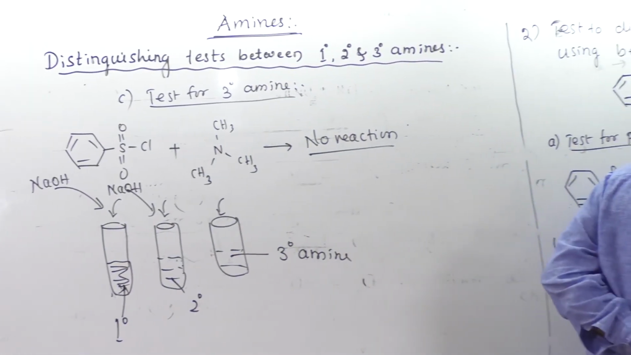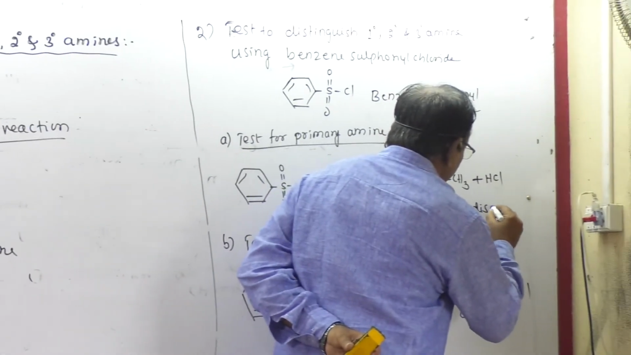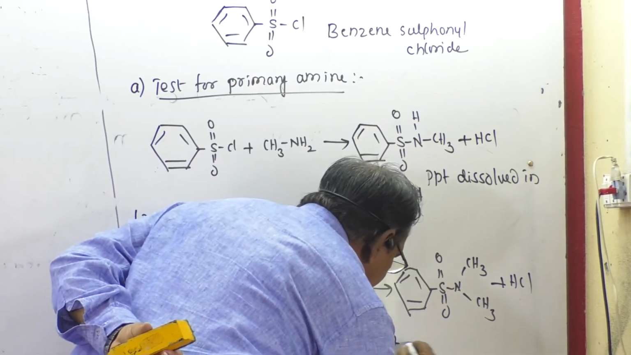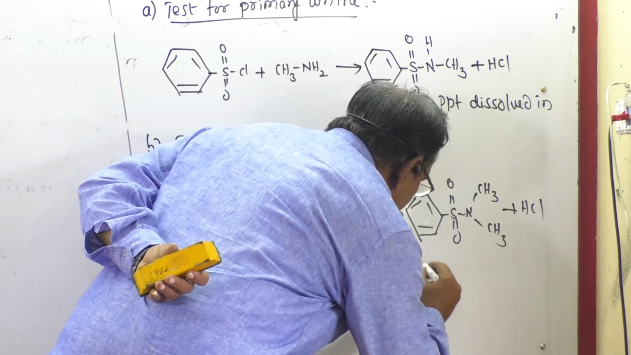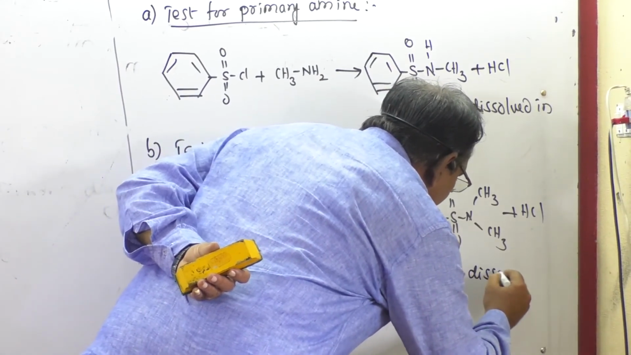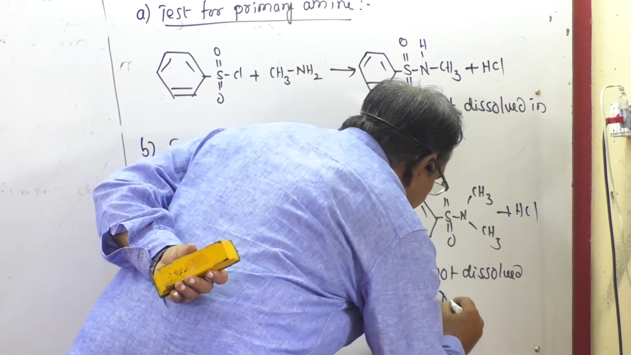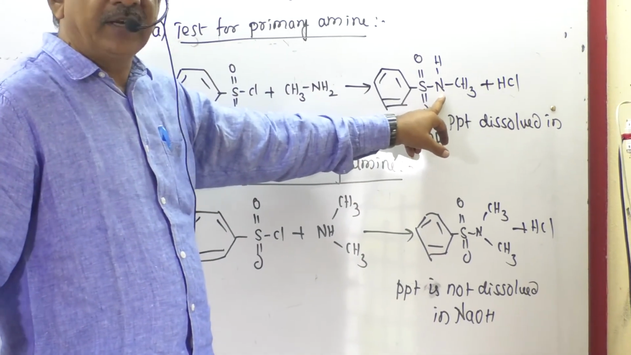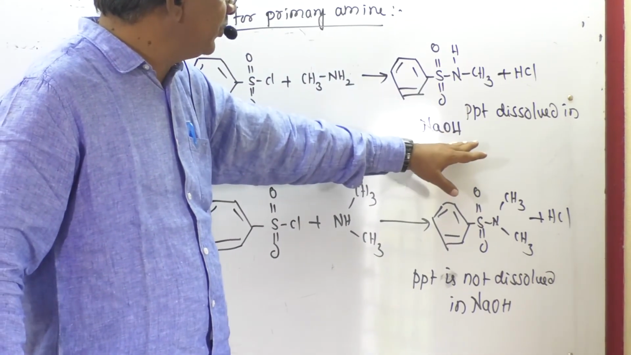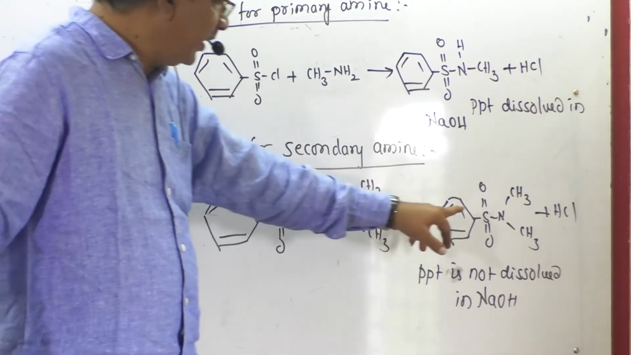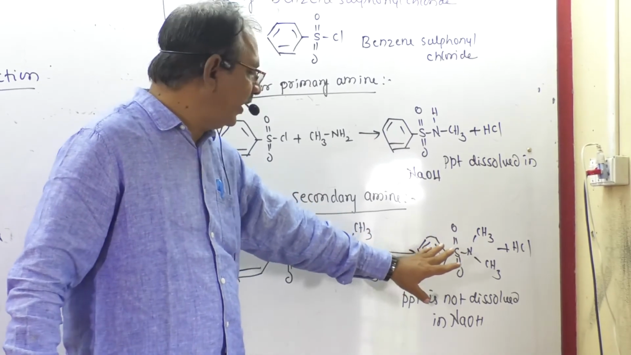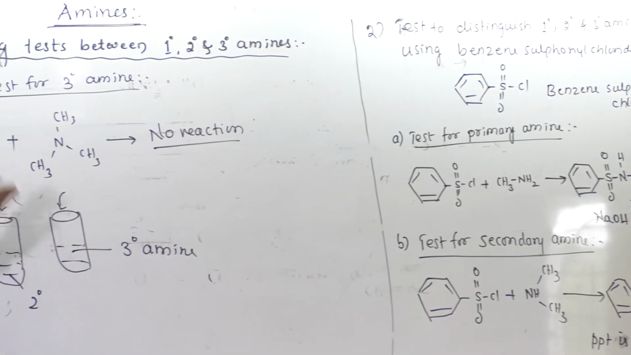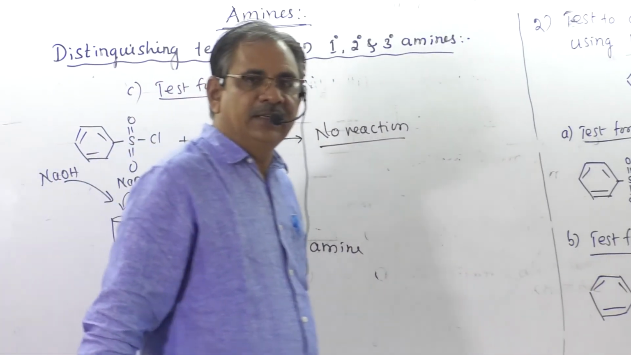So the precipitate dissolves in NaOH, and the other precipitate does not dissolve in NaOH. The reason behind this is that the nitrogen atom of this sulfonamide group contains acidic hydrogen that reacts with NaOH to form salt. But the nitrogen atom of the other sulfonamide doesn't contain hydrogen, hence it does not react with NaOH. So these two are the distinguishing tests between primary, secondary and tertiary amines.